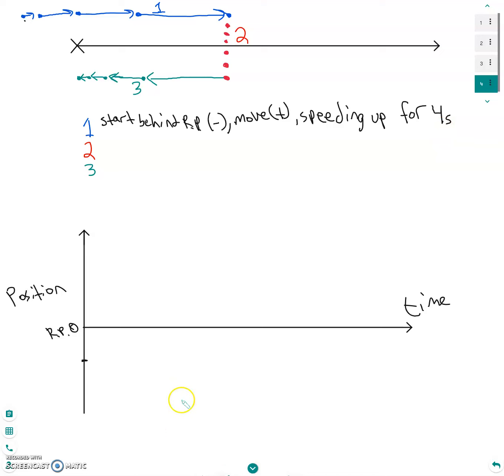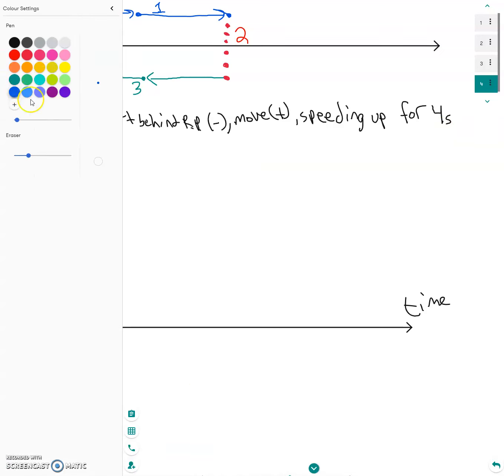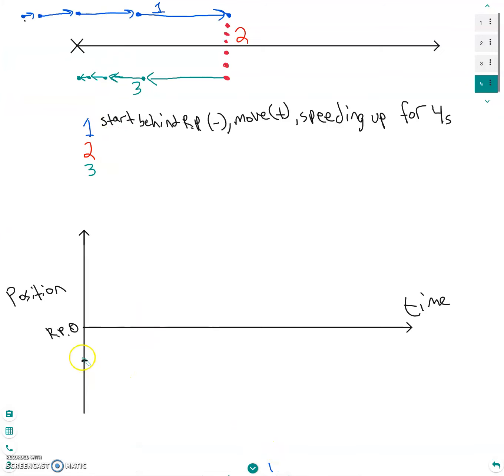Okay, so now let's grab our blue line and let's make this thing happen. Okay, started below the reference point, somewhere in the negative direction. We're going to start off with a low speed. The slowest, that's a really slow speed. The slowest speed you can go is no speed at all, right? If your position isn't changing, then you'd be drawing a flat line. That would be a speed of 0.